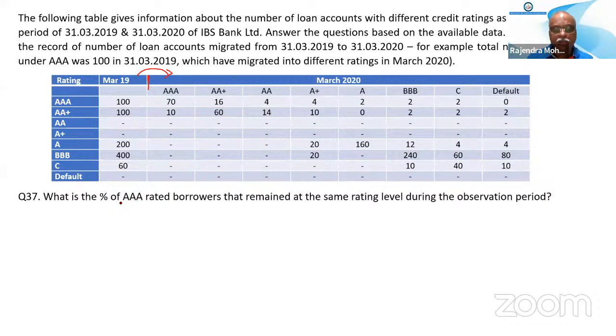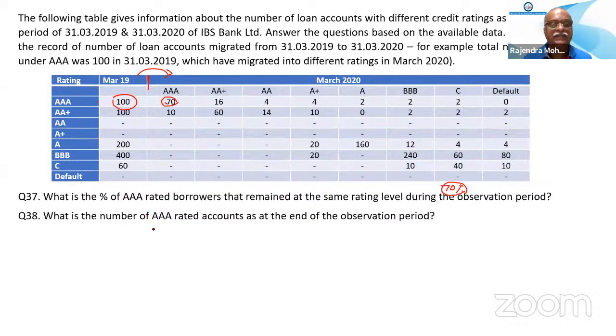So how much percentage of the AAA? 100 was there. Out of 100, now in March 2020, 70 are there. Out of this AAA, 70% is still continuing with AAA. That means the percentage is 70%. So we can say that 70% of the earlier AAA still retained in the AAA only. Any doubt on this?